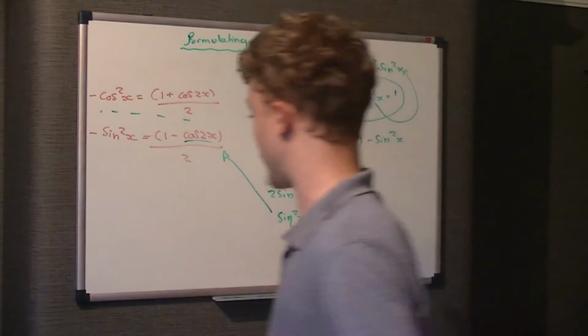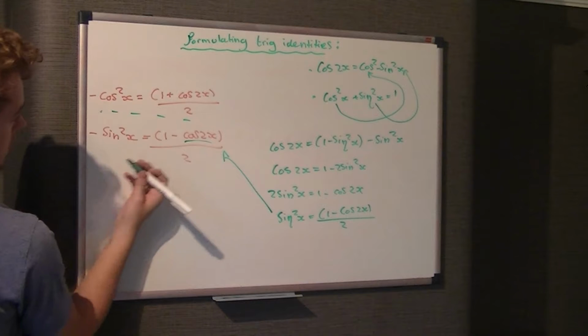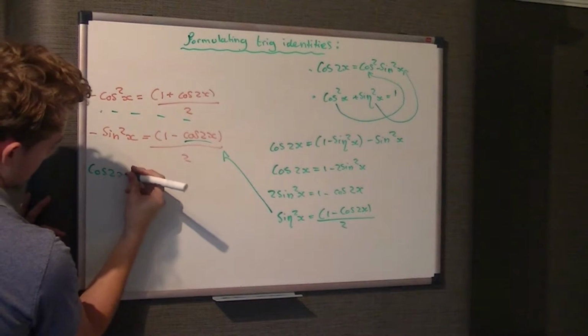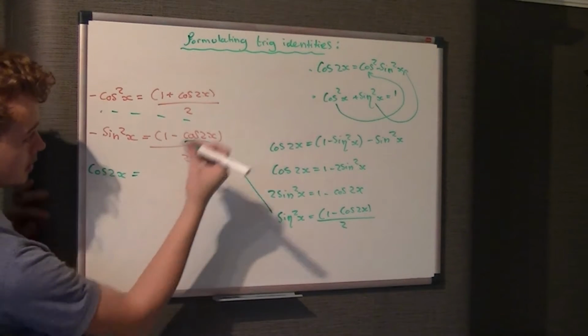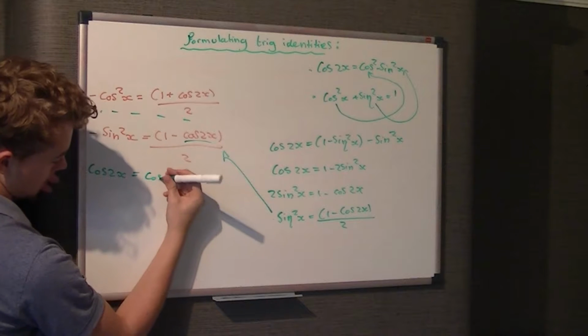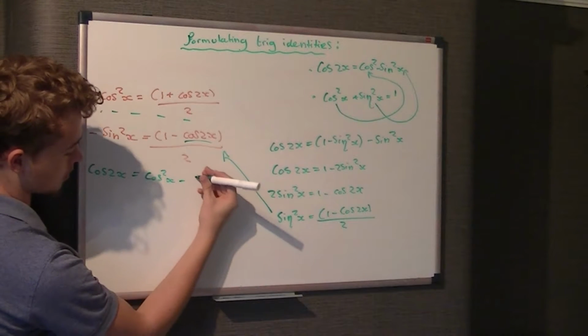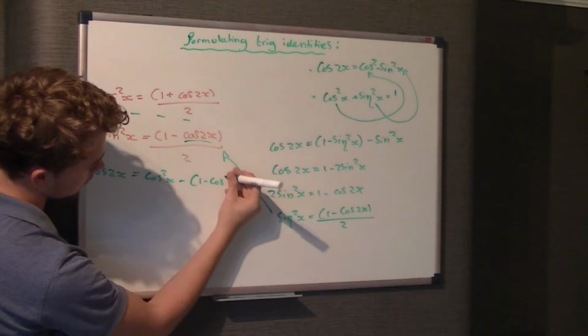How we get the other one, the cos squared x: instead of getting them both to sine squared x, we're going to change it all to cos squared x. So you know your cos 2x is equal to cos squared x take sine squared x. Well, we want cos squared x on its own, so we're going to leave cos squared x in there, and we're going to change the sine squared x to 1 take cos squared x.